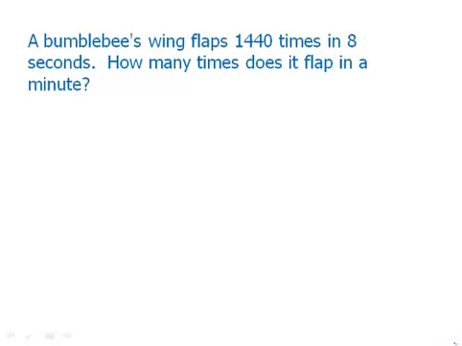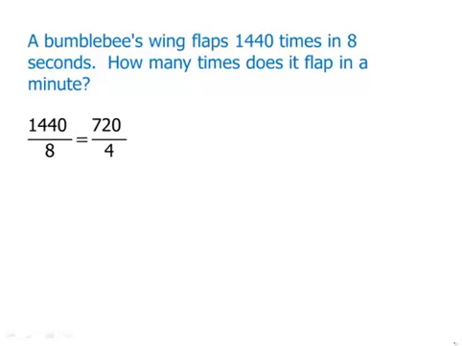A bumblebee's wing flaps 1,440 times in 8 seconds. So that's essentially a ratio. We could say it's 1,440 flaps per 8 seconds. How many times does it flap in a minute? Well, first of all, let's simplify that a little bit. 1,440 flaps in 8 seconds. I'm going to divide by 2. That gets me down to 720 over 4.